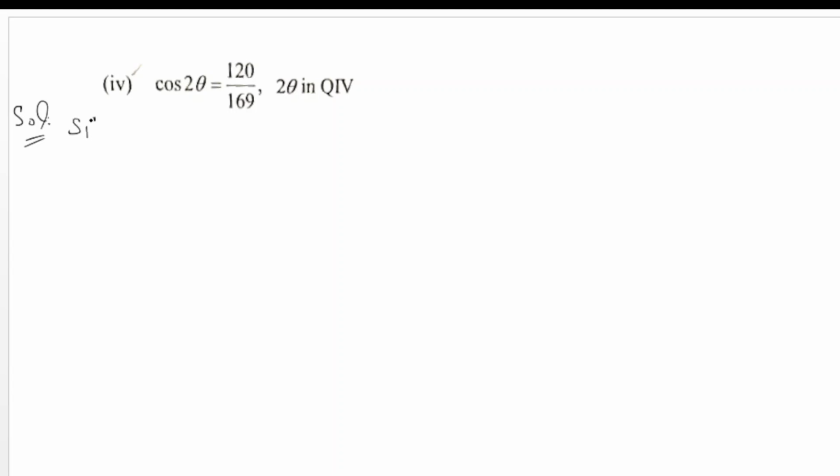First of all, we need to find sine 2 theta, that will be equal to a simple formula, just change the place. We can write sine 2 theta equal to the square root of 1 minus cos square 2 theta. We have cos 2 theta, so we need to put the values here. So cos square 2 theta is 120 by 169, and we'll put the square outside. I will solve directly with the help of the calculator, that is allowed.